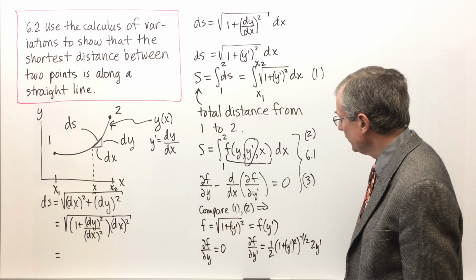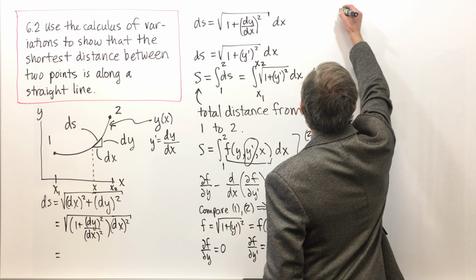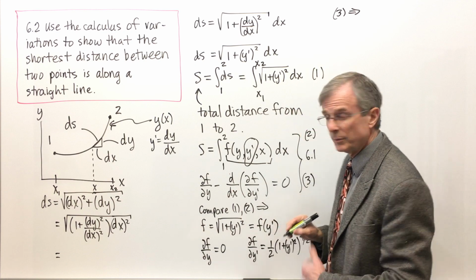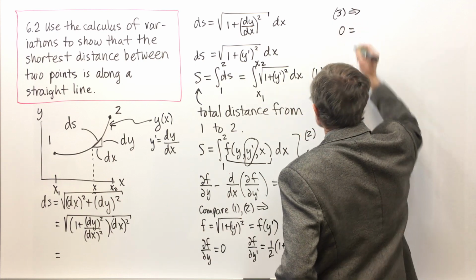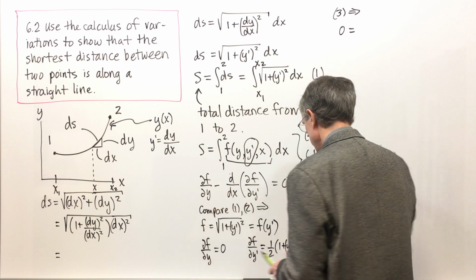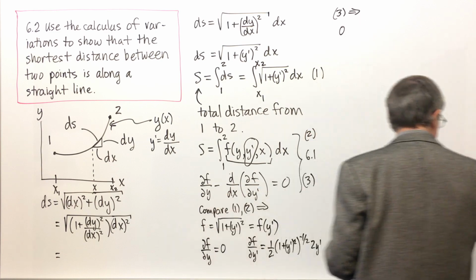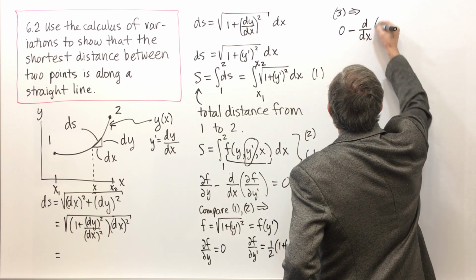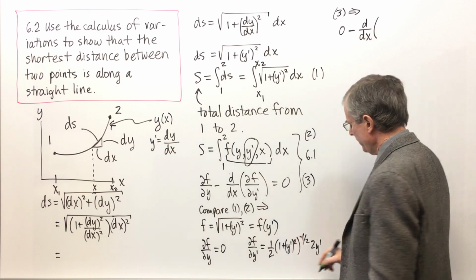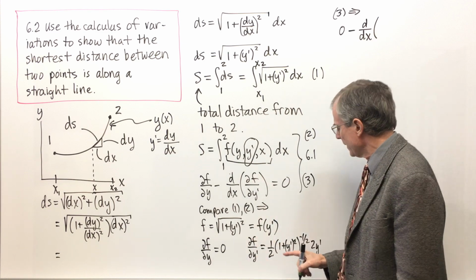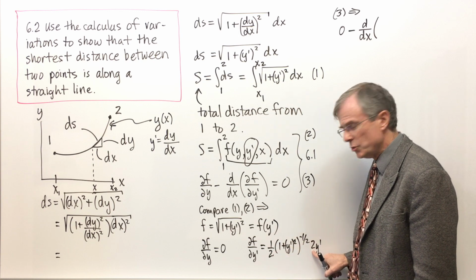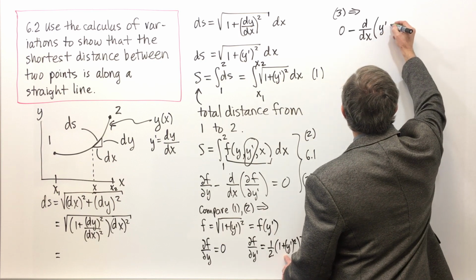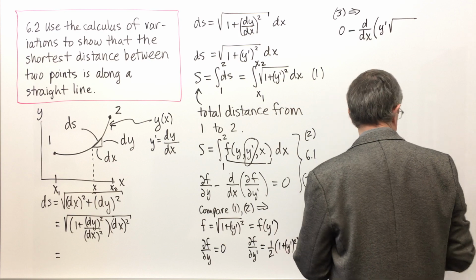All right, and now we can substitute these into equation 3. df by dy is 0, we figured that out, minus d by dx of df by dy prime. Well, here's df by dy prime, and I got a 1/2 that kills this 2, and a y prime out in front, and so we just have y prime times the square root. Well, it's 1 over the square root.